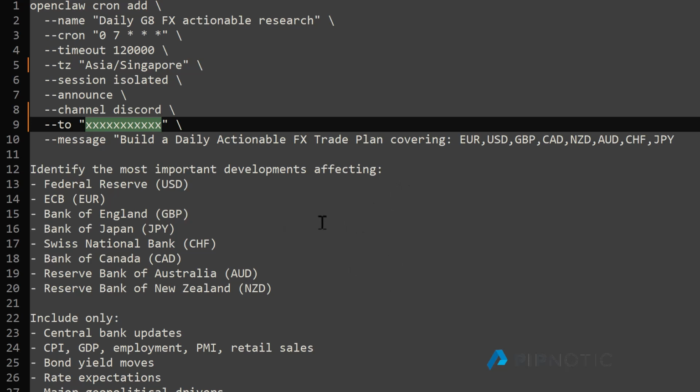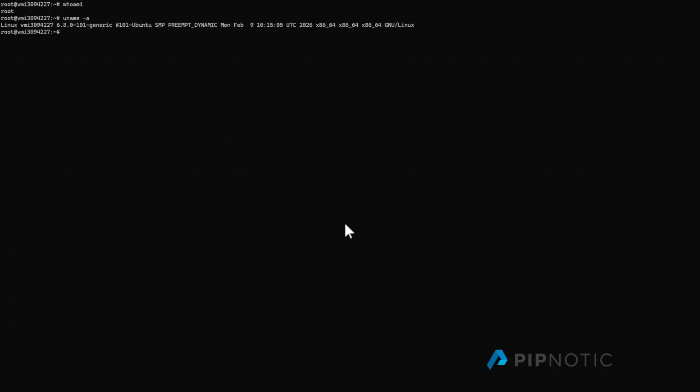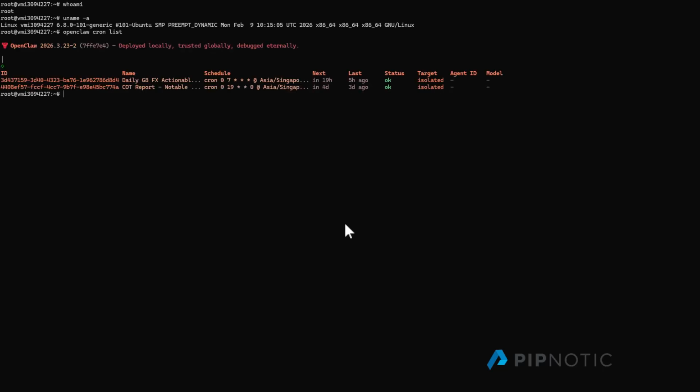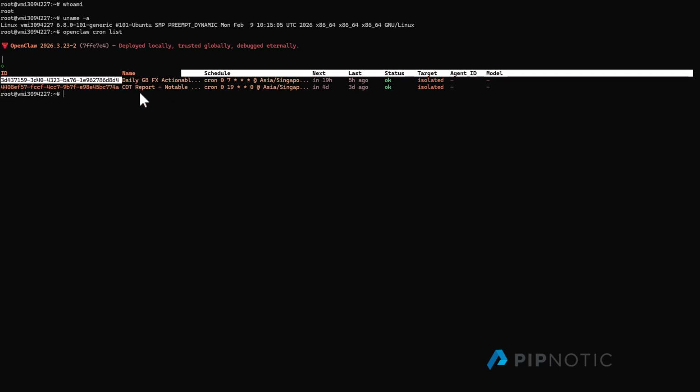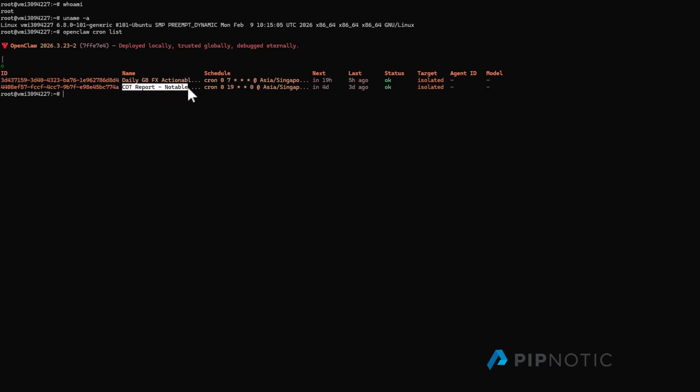This is something that I've been using a lot recently, and in fact I have 2 running now. OpenClaw cron list, and we can see the 2 jobs that I have running now. So I have the one that I just showed you, and then I have the COT analysis, which I also have running, which is beautiful because it runs every Sunday after the COT data has been released, and I can show that one in the next video.